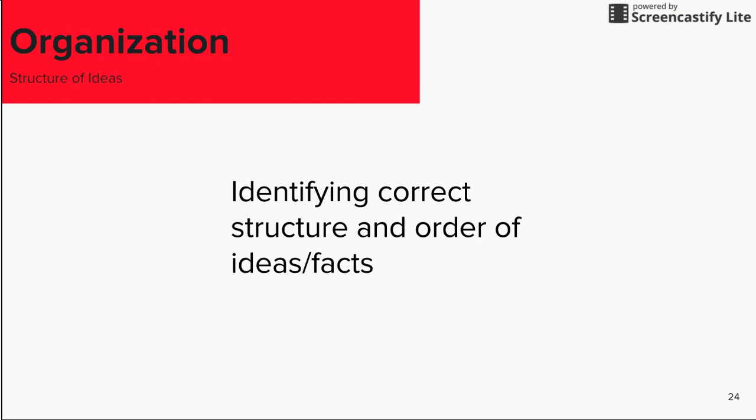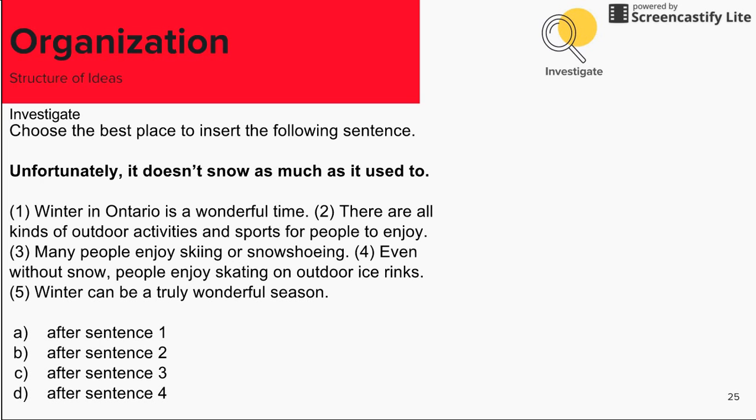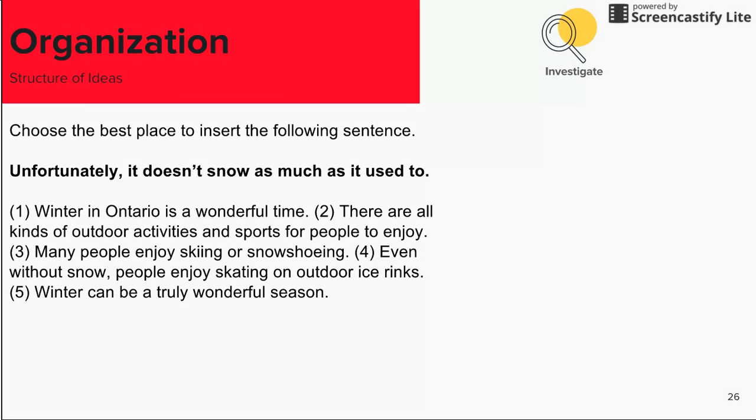The third type of question is organization. These questions involve identifying correct structure and order of ideas and facts. Let's take a look at a sample question. First, we need to cover up the answers. Then ask what is given and what is being asked for. Please take a moment and read the question.